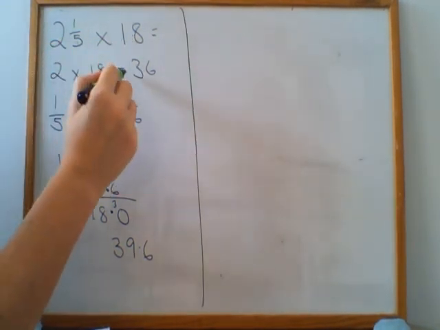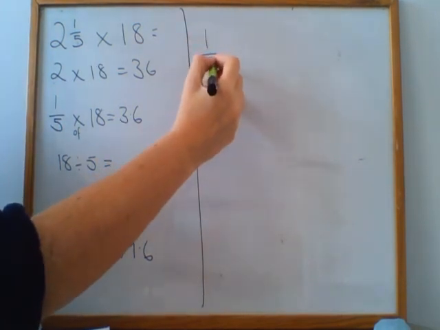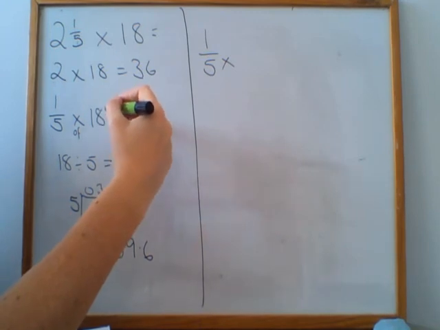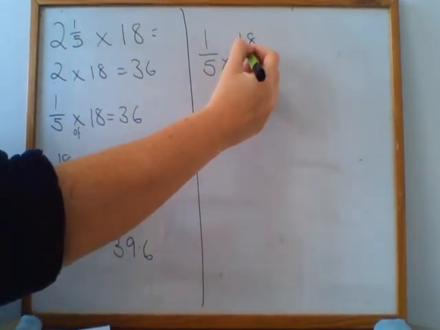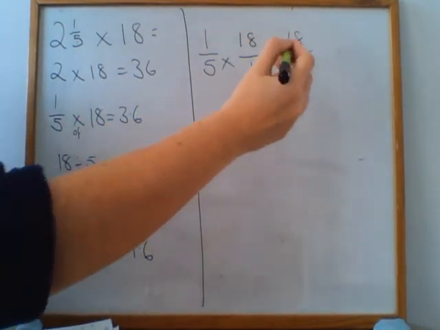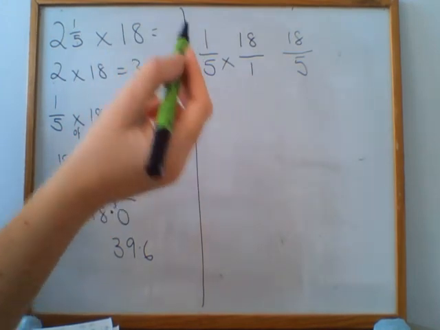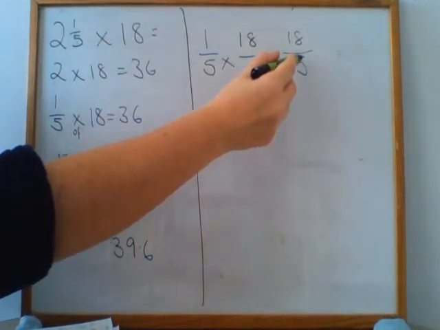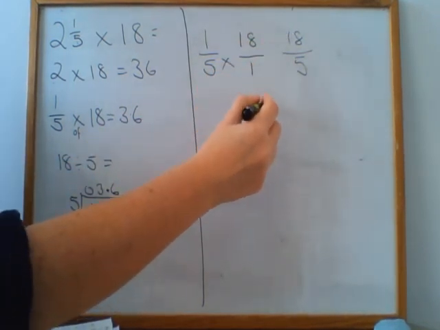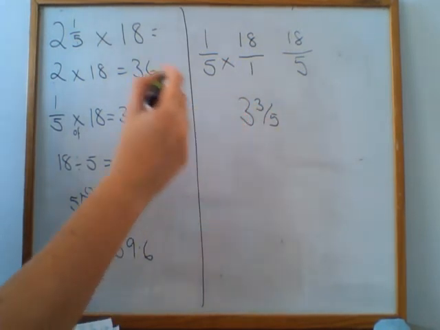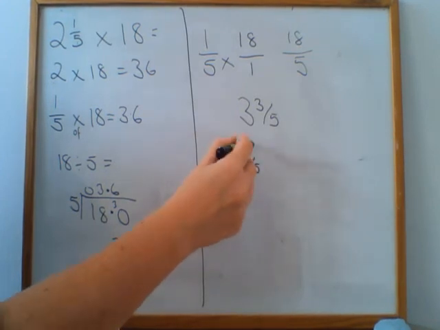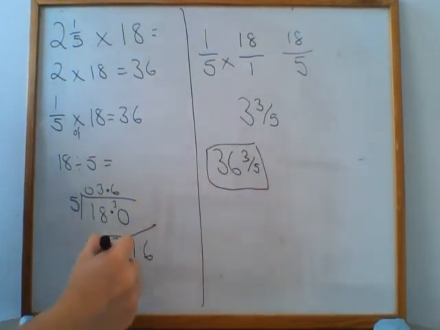Okay, the other way you could have done it, you could have started the same way and you could have done 2 times 18 is 36. Instead of using that as an of, you could keep it as a multiplication. So when you're doing 1/5 times 18, you could just simply make that a fraction. So you could do 1 times 18 is 18, and then 5 times 1 is 5, and then you could change this back into a mixed number. 5 into 18 goes 3 times, with 3 left over out of 5. Add that on to your 36, you would get the answer of 36 and 3/5.